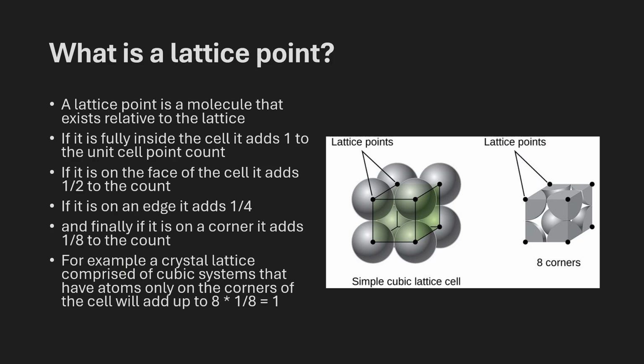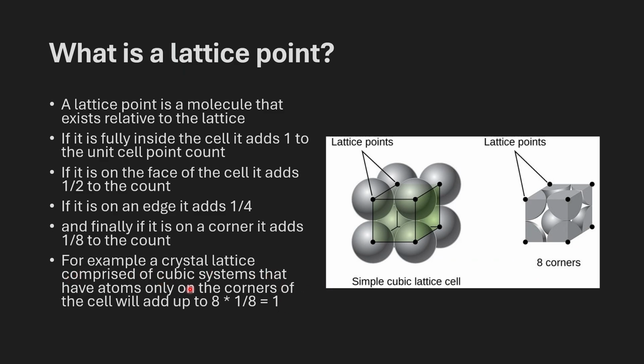So what is a lattice point? Well, a lattice point is a molecule that exists relative to the lattice. If it is fully inside the cell, it adds 1 unit to the cell point count. So, for example, we don't have one here, but if it were to sit right there, that would add 1. If it's on the face of the cell, it adds a half. If it's on the edge, it adds a quarter. And finally, if it's on a corner, it adds a 1/8, which we can see here. 1/8 of the sphere is inside the cell.